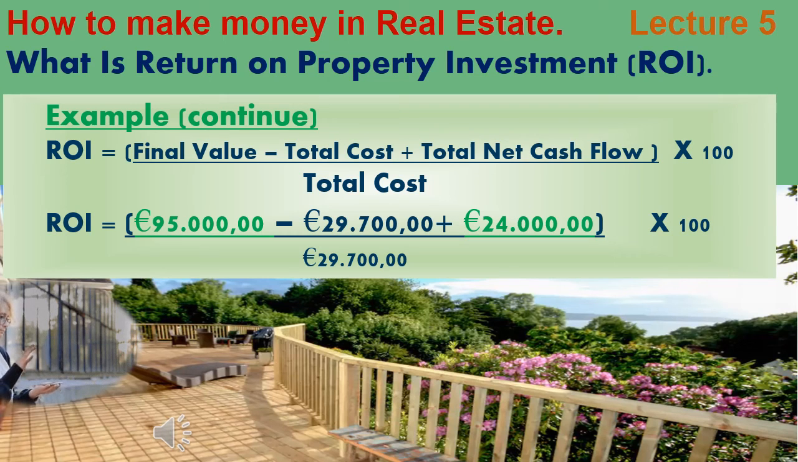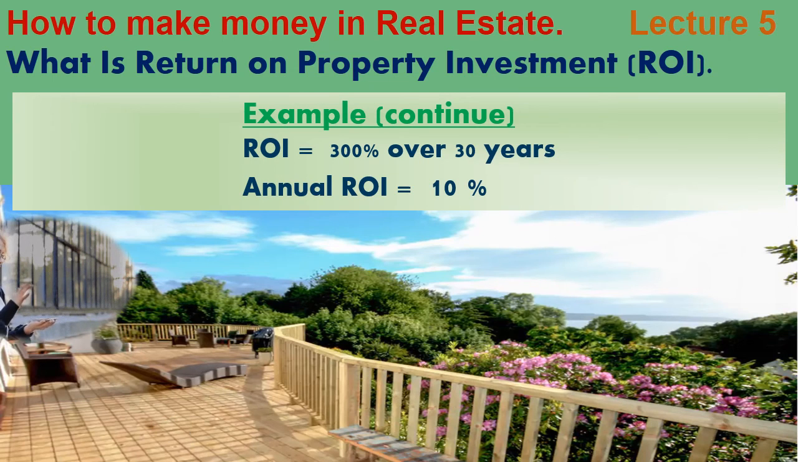Now let us put the above numbers in the equation to calculate return on investment. Return on investment is equal to the final value of the investment, minus total cost of the property, plus total net cash flow before tax, divided by the cost of the property, multiplied by 100. Return on investment over 30 years is 300%. The average annual return on investment is equal to 10% and includes both appreciation and annual cash flow.